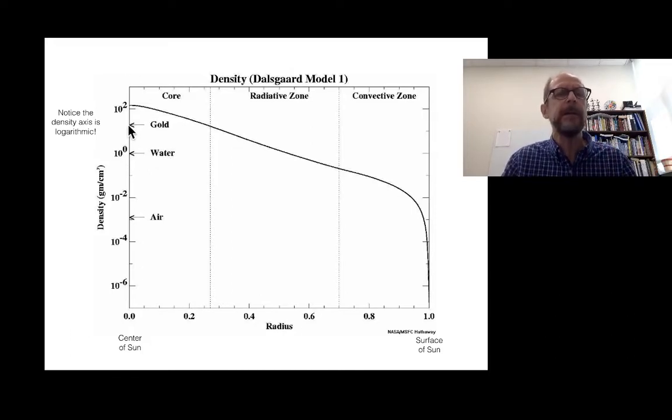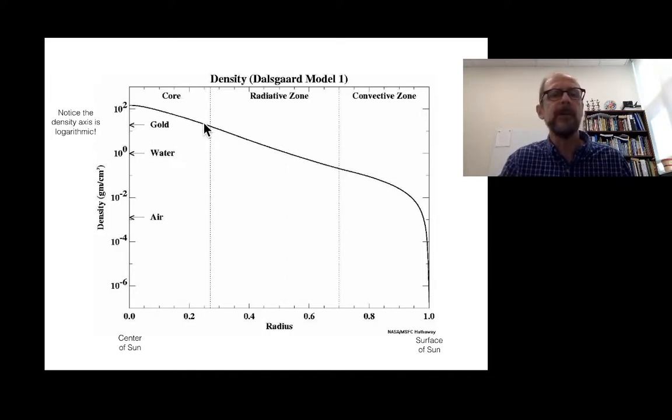Here's water at 1, this is 10, this is 100. Now the horizontal axis is a linear scale, and it's radius from the center. So the center of the sun is here on the left, the surface of the sun is on the right. And so in the very center, it's in the neighborhood of 200 grams per cubic centimeter as the density of that gas in the center of the sun. And then it drops, it drops, it drops. Keep in mind, this is a logarithmic scale, so this is actually quite a big change going from 200 down here to 10.